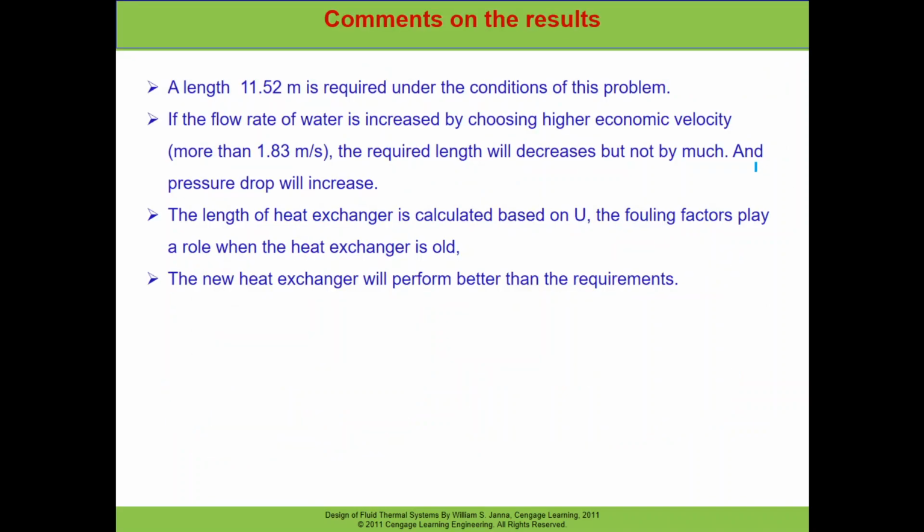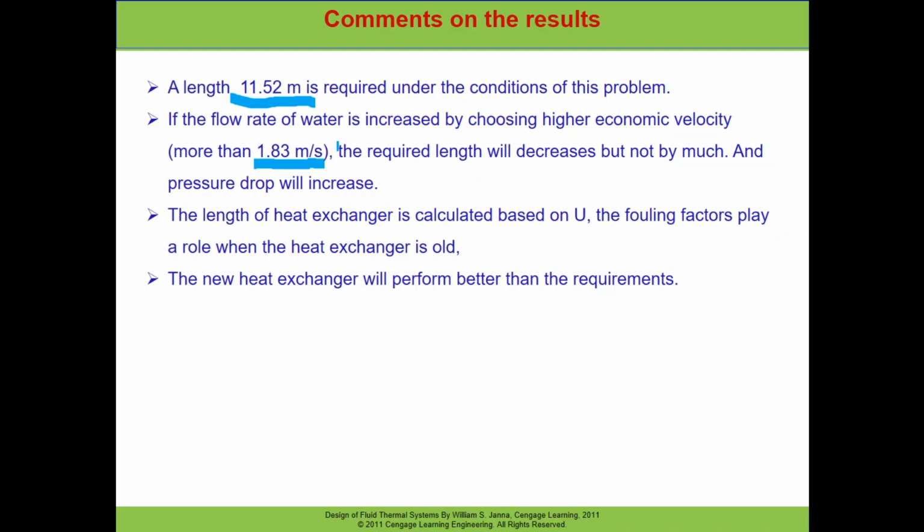So what we can take from these results and from this design analysis is that the length of 11.52 is required under the conditions of this problem, right? This is the length that we require for the heat exchanger, and we maintain the economic velocity for the flow. The economic velocity we choose is 1.83 meter per second. If you choose a higher velocity, then the required length will be reduced.